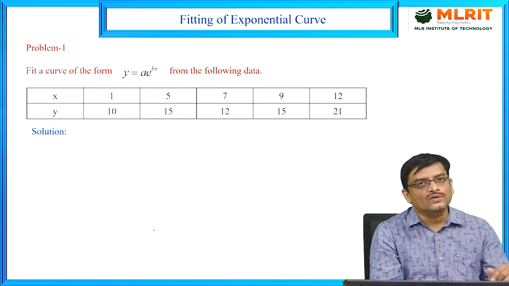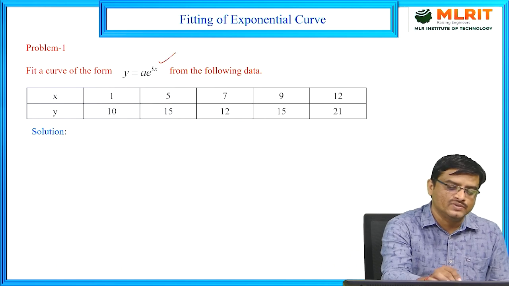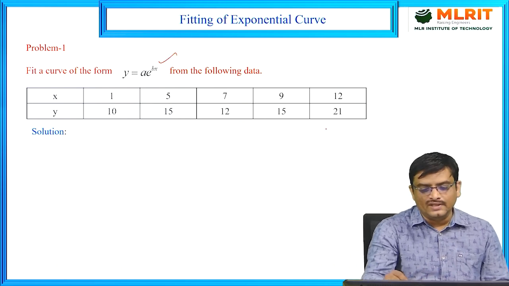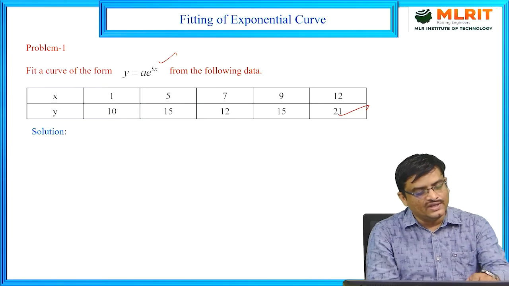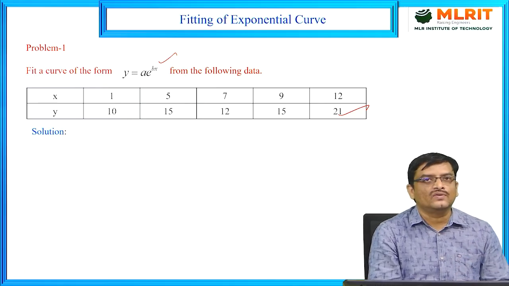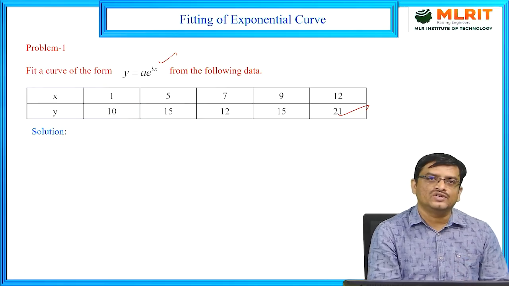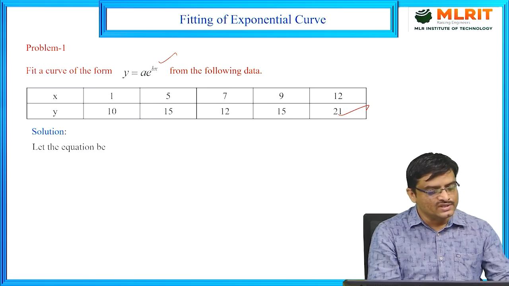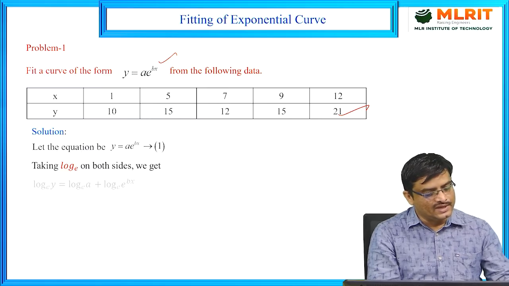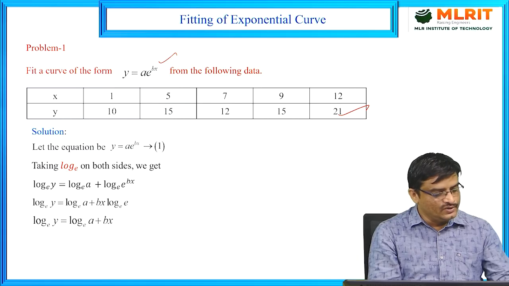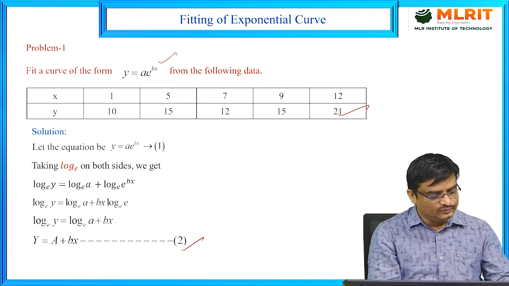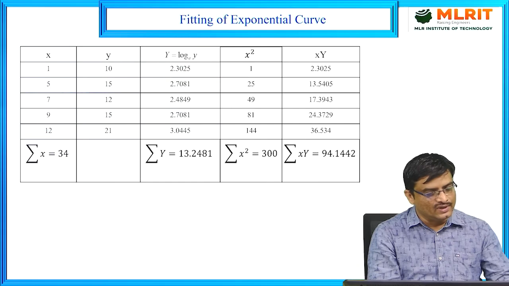Now let us take one example here for fitting this exponential curve. I have taken this exponential curve type 1, and this is the data given. Now for this data, we will see how to get the fitting of the exponential curve. As we discussed earlier, you follow the same procedure, taking log on both sides. Finally you will get this equation 2, and for this equation 2, you get the normal equations.